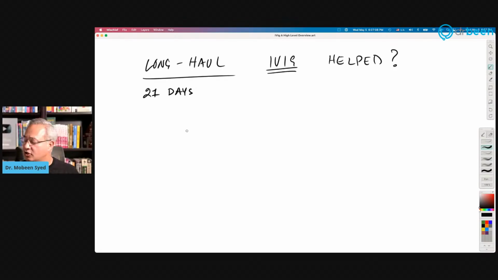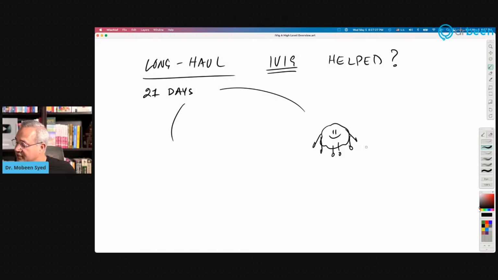So let's say somebody is long hauler. They took IVIg and they're feeling better. Why are they feeling better? There are two possibilities. One possibility is that, let's say there is that zombie virus remnant running around. So why is this zombie? It does not have the RNA in it.